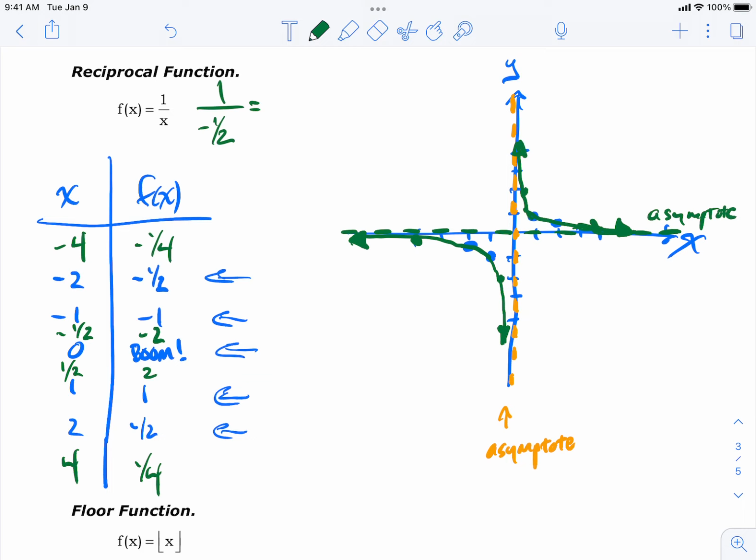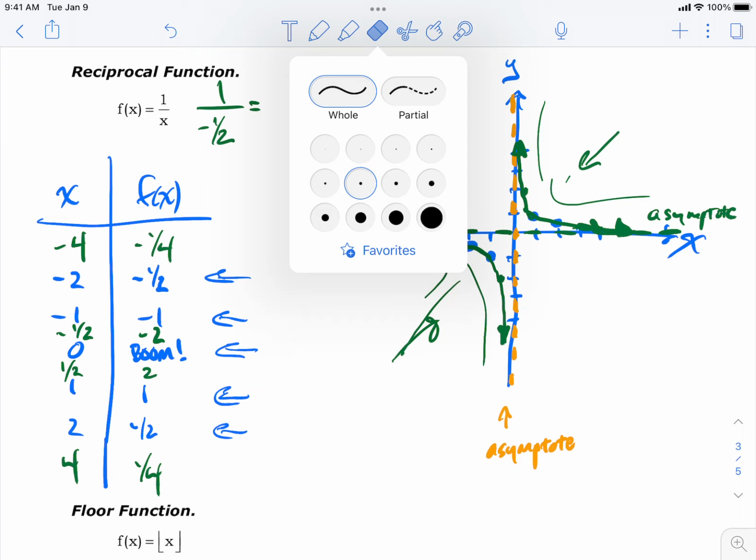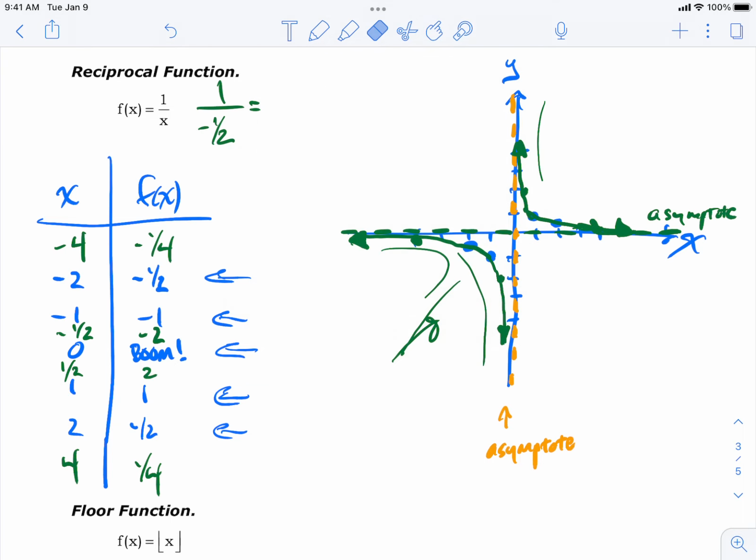I always think of a garden hose. Imagine a garden hose spraying into a corner. So the water goes, whoosh, this way, and the water over here goes whoosh, this way, this way. That's just what I think about. You don't have to think about that if you don't want to.